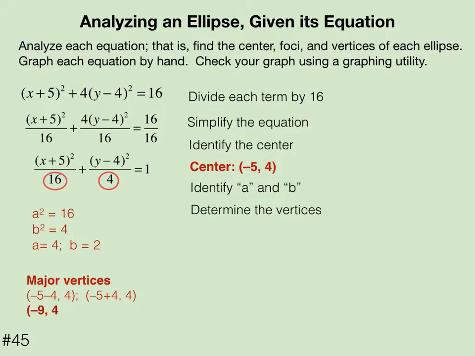And we can just simplify that. We can plot these points. They will be the vertices along the major axis of our ellipse.